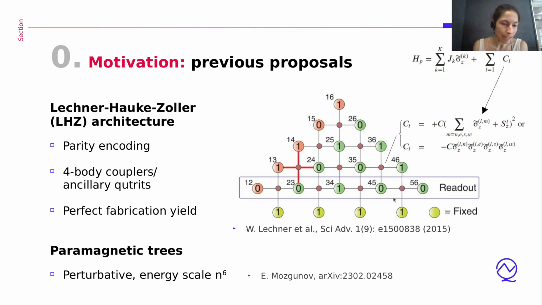There are also proposals by Genia here on paramagnetic trees, which is perturbative and allows you to simulate the entire transverse field Ising model, instead of just the problem Hamiltonian, which is what we are focusing on in this talk. The energy scale goes as n to the power of 6. So here there's also an energy penalty that will be limiting, as there is for the LHZ architecture.